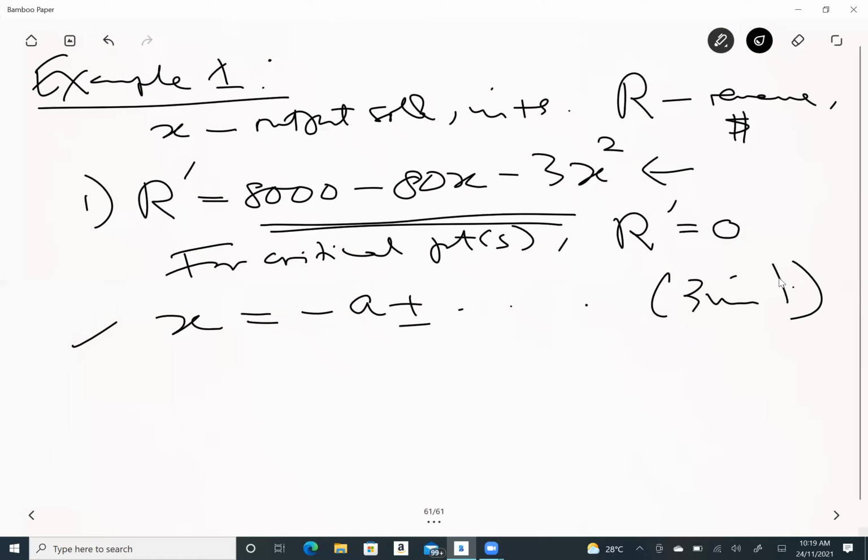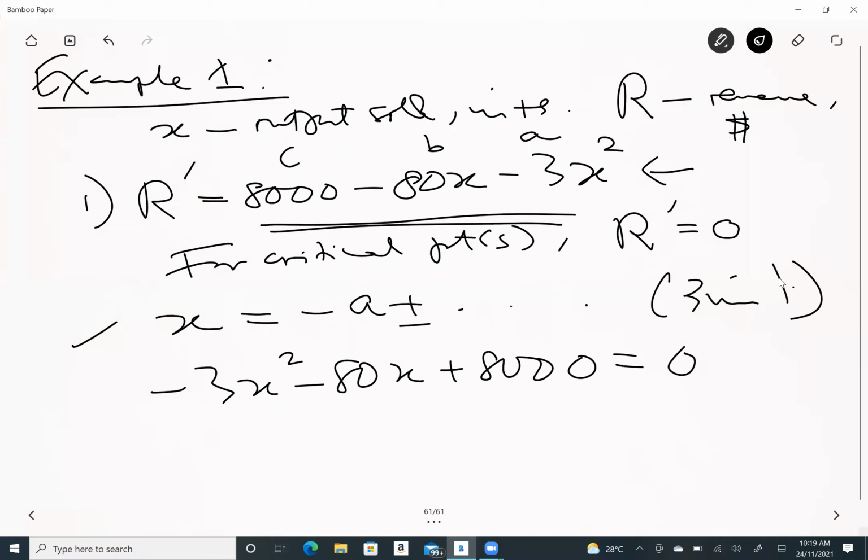So here, this is A, that is B, that is C. Or if you want, you can reorder it as 3x squared minus 80x plus 8,000 equals 0. Okay, and then use that formula. First person who gets it, let me know. Of course, we know the answer already, but we want to find out by ourselves using that formula. Do it now.